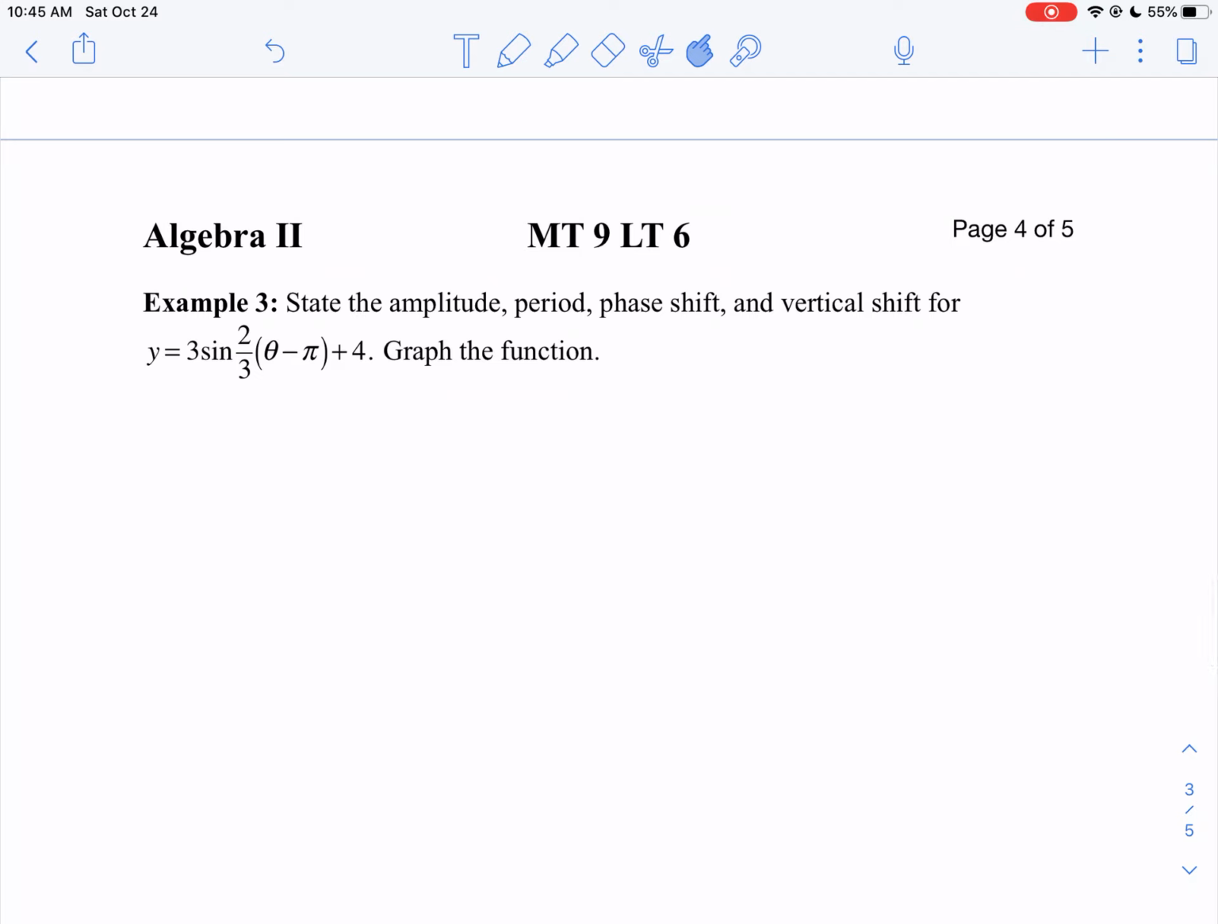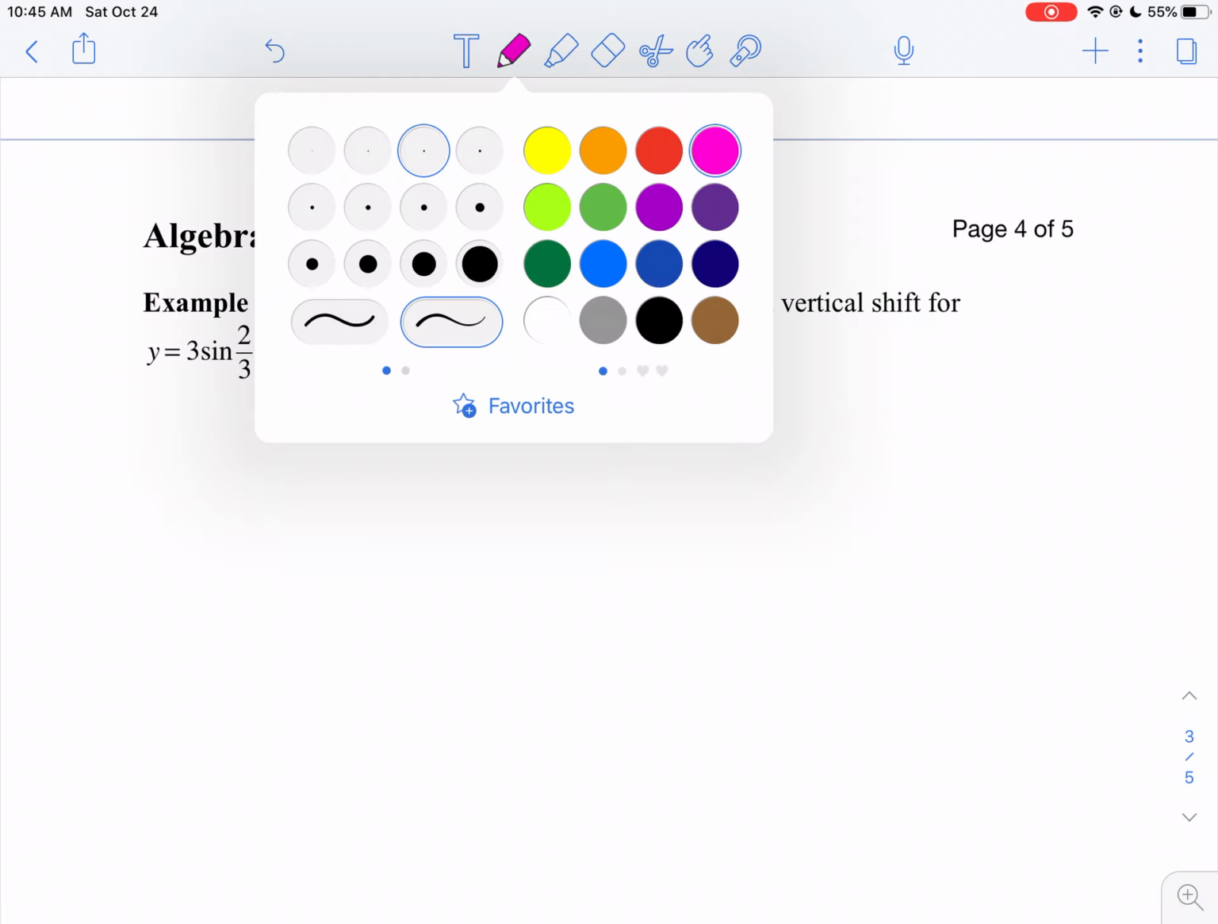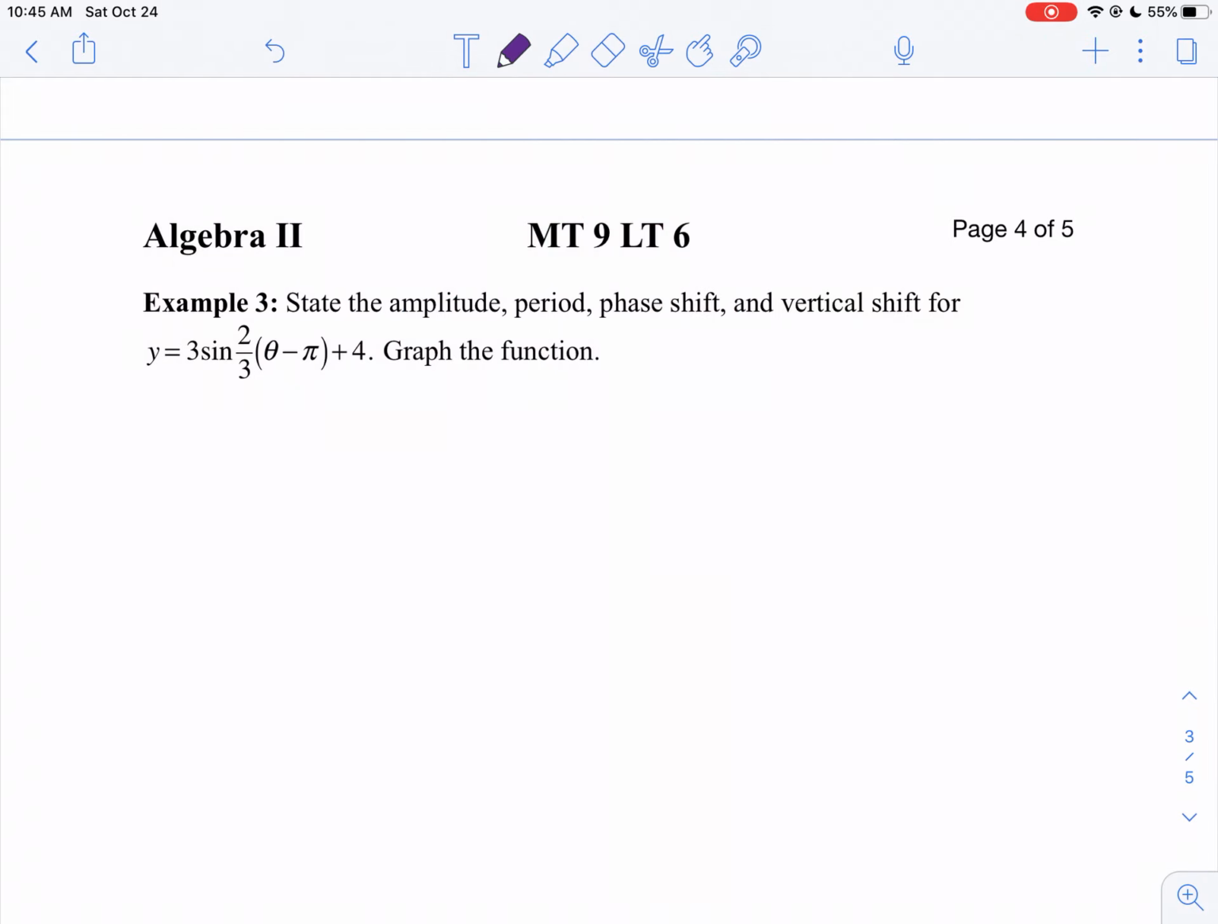I want to state the amplitude, the period, the phase shift, and the vertical shift for y equals 3 sine of 2/3 theta minus pi plus 4. Then we want to graph the function. So we're going to start here, and I'm going to say the amplitude is going to be 2/3. Try that again. I looked at that wrong. The amplitude is going to be 3.